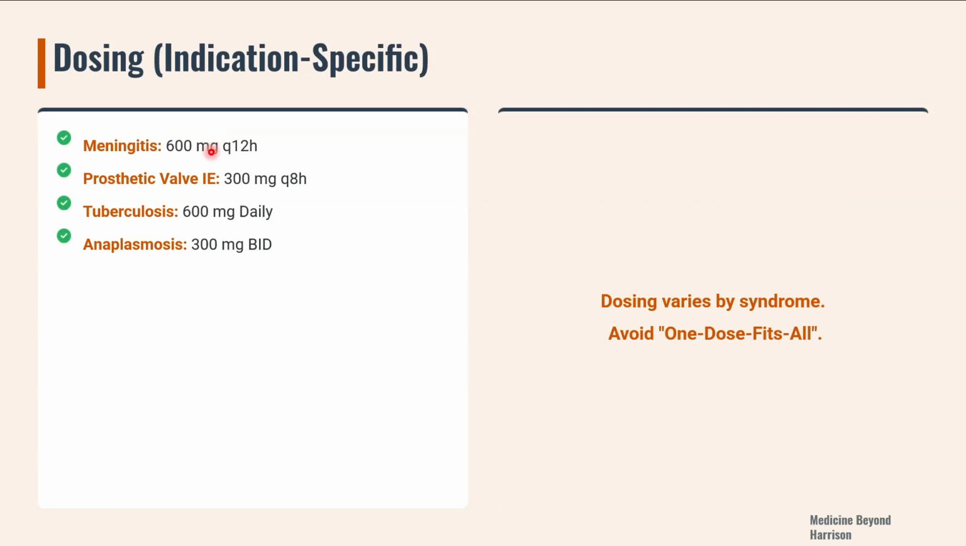Dosing is not one dose fits all. There is no standard dosing for rifampicin. It is based on the type of infection that you are targeting. Meningitis is 600 mg every 12 hours. Prosthetic valve endocarditis is 300 mg every 8 hours, whereas tuberculosis is 600 mg once daily. Anaplasmosis is 300 mg twice daily. These are the common dosing guidelines for rifampicin. It's either 300 or 600.